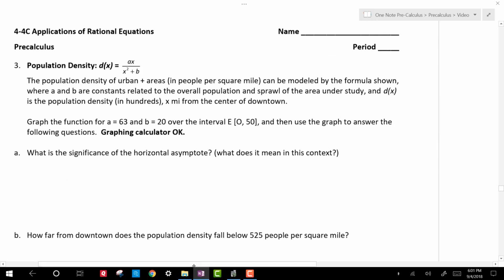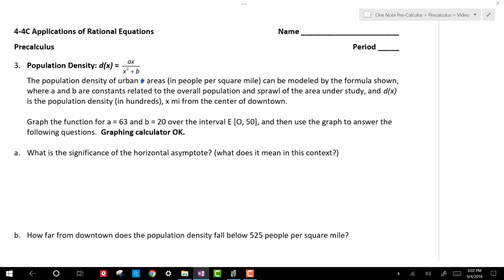Population density. All right? Number 3, not quite sure what happened to number 2 in here. Not going to worry about it. Number 3 says the population density of urban areas, not sure what that plus sign is doing in there, don't worry about that. I should say urban areas in people per square mile. Okay, so this is people per square mile, can be modeled by the formula shown where A and B are constants related to the overall population and sprawl of the area under study. And D of X is the population density in hundreds, X miles from the center of downtown.